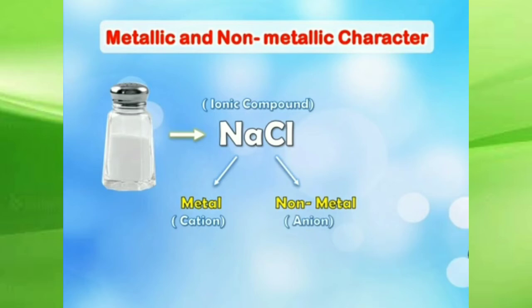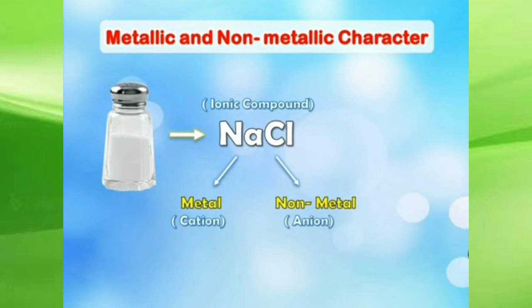What is an ionic compound? That means it can make cations and anions, right? We know that sodium is a metal and chlorine is a non-metal. So an ionic compound is made of what? Metals and non-metals. It is seen from this chemical formula, right? And children, metals have a tendency to make cations and non-metals make anions.